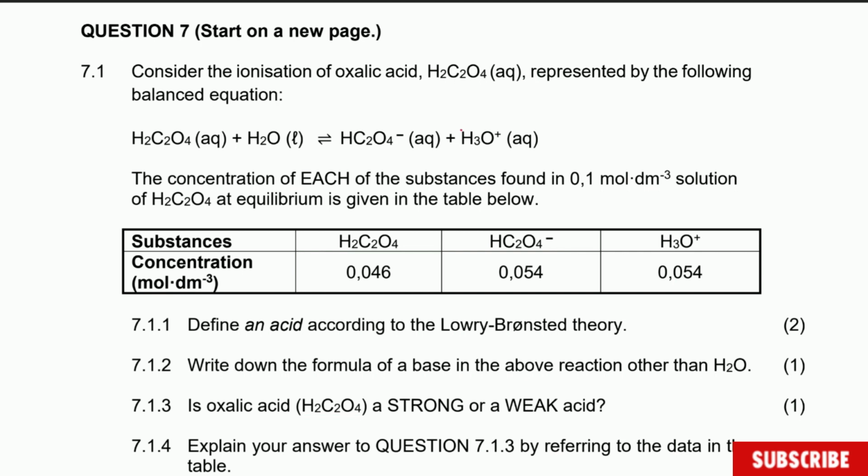Define an acid according to the Lowry-Brønsted theory. And this one may be the easiest definition that you're going to have. An acid is a proton donor. If you say that, you get 2 marks without any problem.